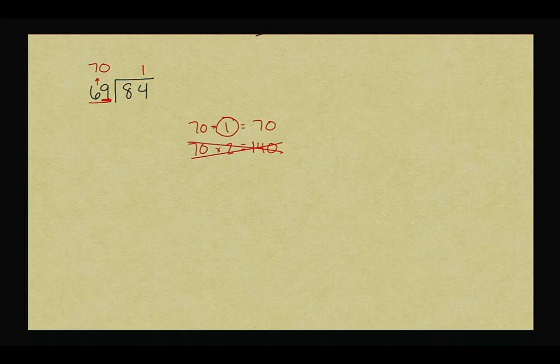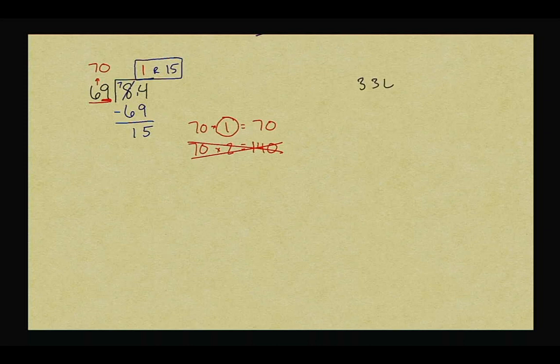And I'm going to multiply that 1 times my actual divisor. So I'm going to subtract 69 from that 84. Going to have to do some borrowing again. 14 minus 9 is going to be 5, and 7 minus 6 is going to be 1, and since 15 is less than 69, my answer to this problem is going to be 1 with a remainder of 15.